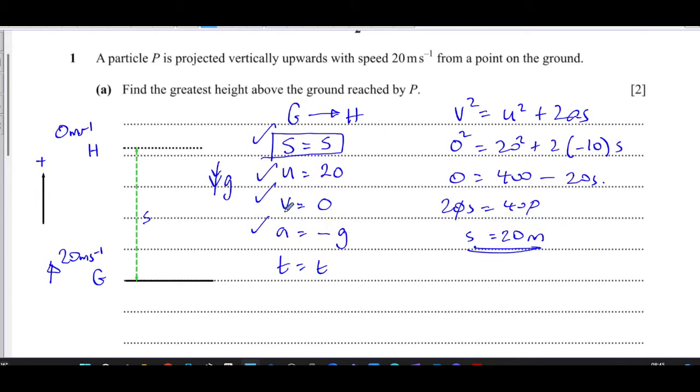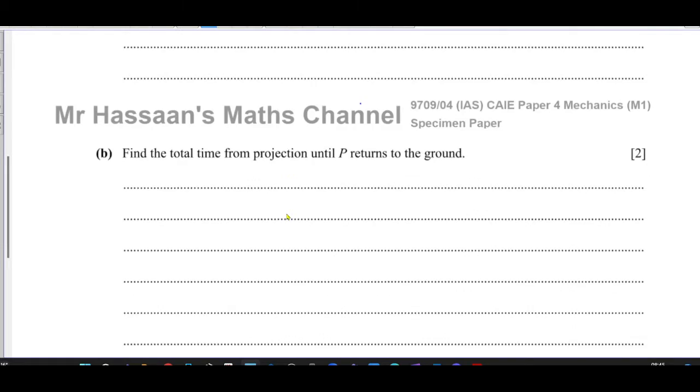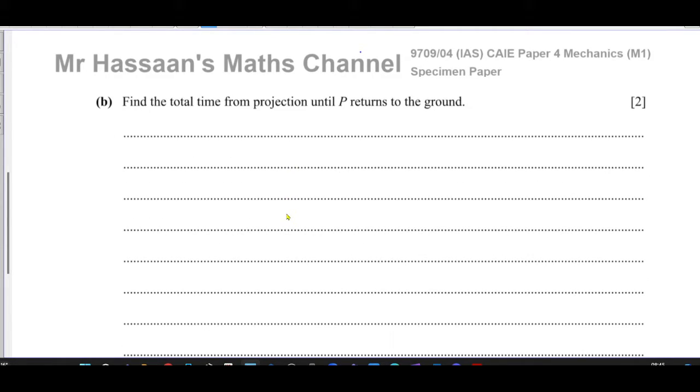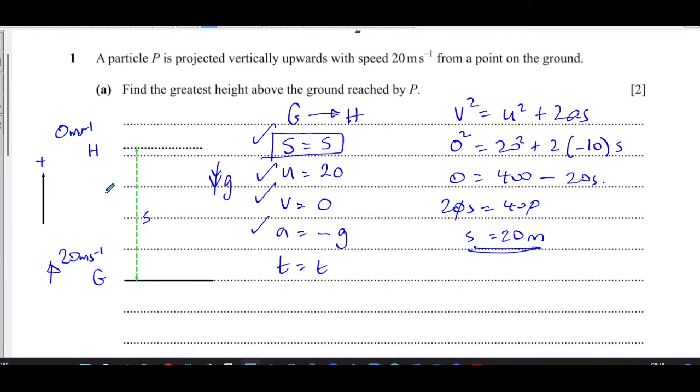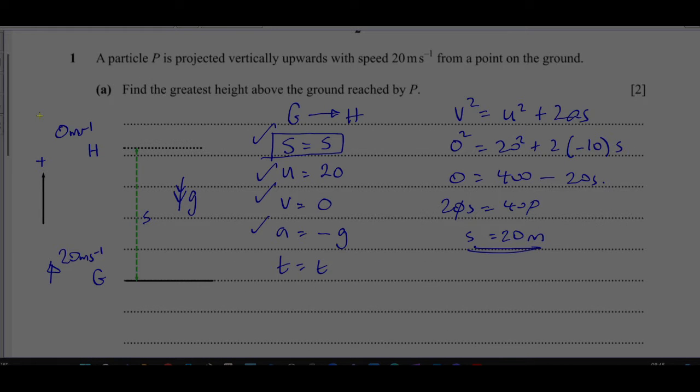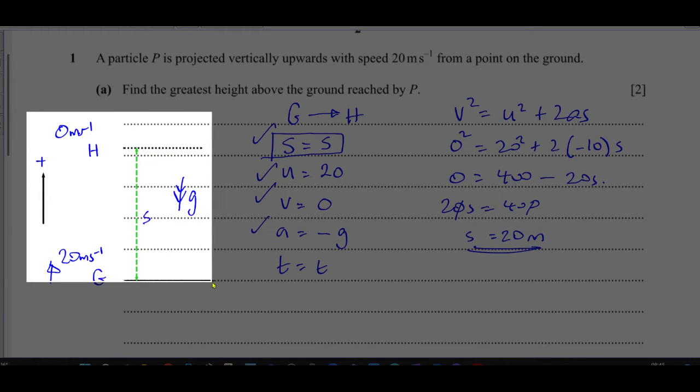Right. Now, for part B of this question, it says find the total time from projection until P returns to the ground. Okay, so the total time from projection until P returns to the ground. So I'm actually going to use this diagram. Okay, I'm going to use this diagram. Let me just do this.